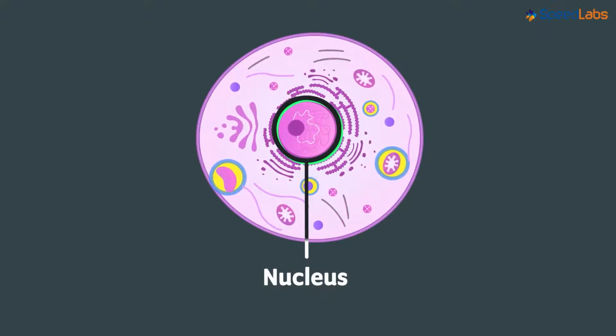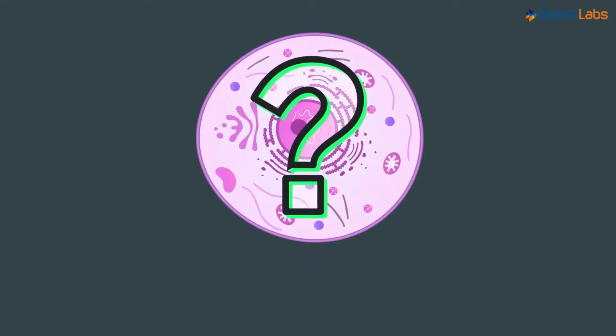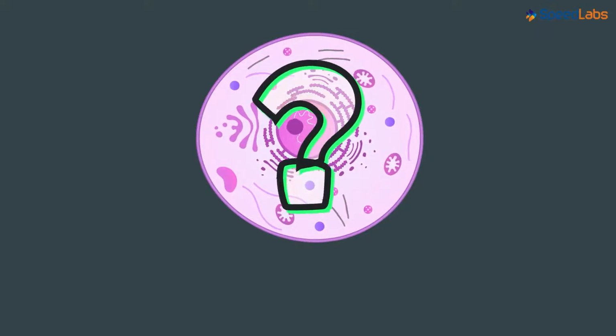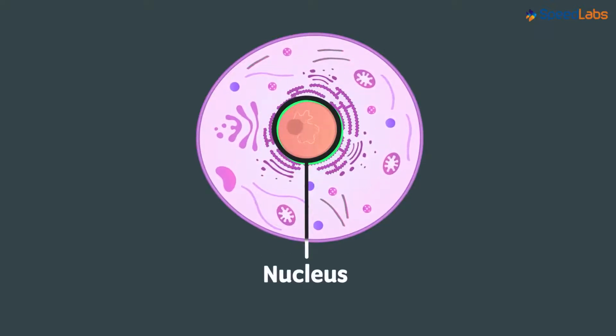But how does it regulate the activities of other organelles? Let's try finding it out in this video. The reason why the nucleus is given the status of the major cell organelle is because it contains the genetic material of the organism. Now, what could this genetic material be?